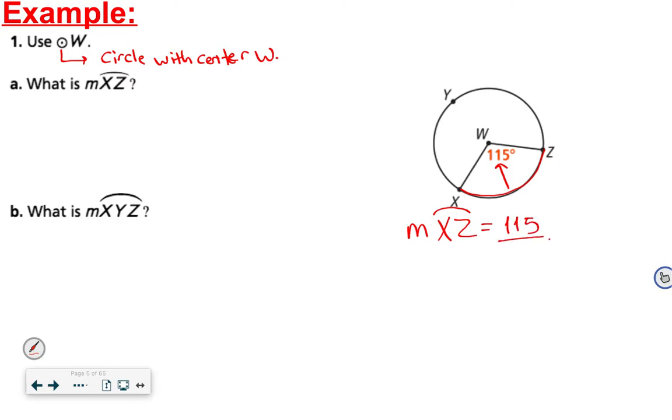To be able to find the measure of arc XYZ, you can subtract the minor arc from the measure of the whole circle. What was the measure of the whole circle? Which is 360. If you subtract 115, then you can get 245 is the measure of arc XYZ.